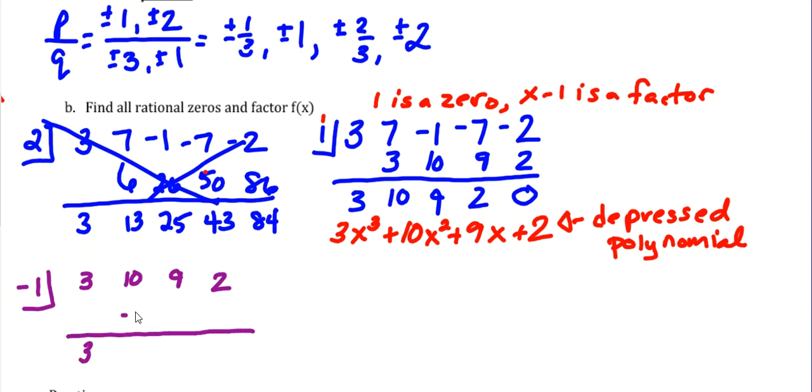Bring down the 3 and multiply, add. Okay, it did work. I chose well, so I didn't have to cross off too many things. But if you do have to cross off things, that's just part of the process, and eventually you will find one that's a 0. So -1 is a 0 also, which means x plus 1 is a factor.